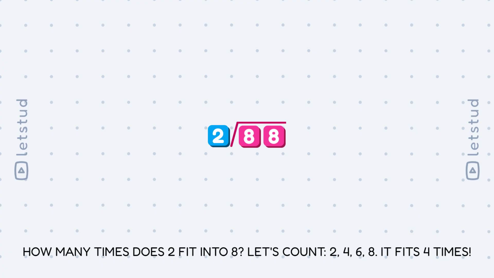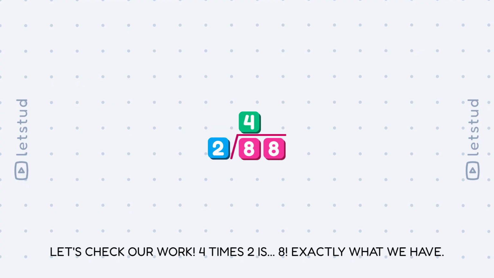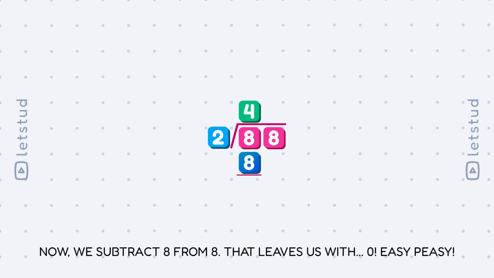How many times does 2 fit into 8? Let's count: 2, 4, 6, 8. It fits 4 times. Let's check our work. Four times 2 is 8, exactly what we have. Now we subtract it from 8. That leaves us with 0, easy peasy.